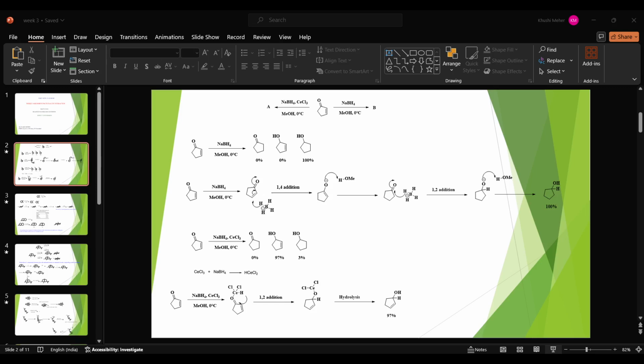Sodium borohydride is somewhat stable in air atmosphere. Not completely, but somewhat it is stable. But the trichloride is much more moisture sensitive as a chemical. For that, we have to be very careful in setting up the reactions.